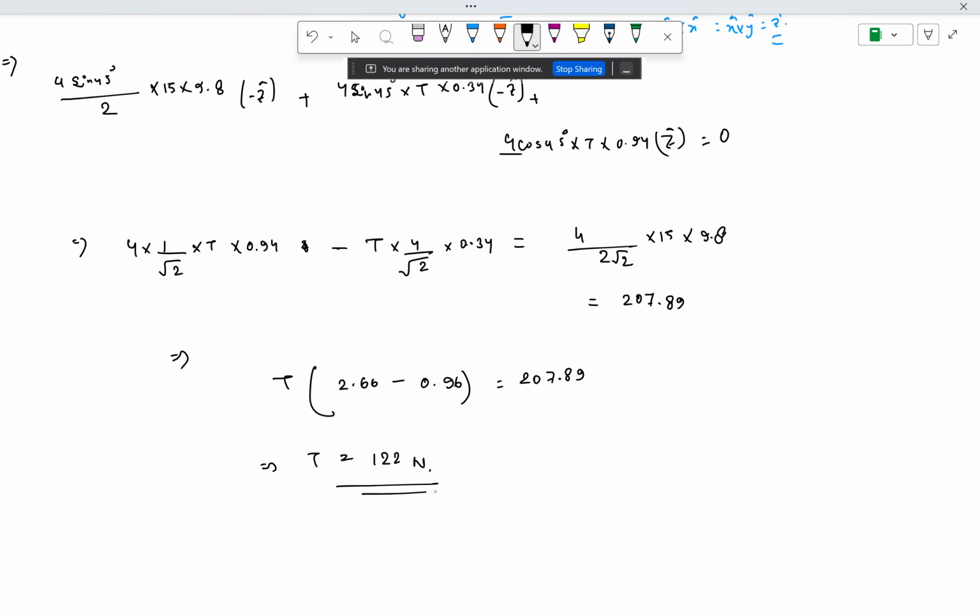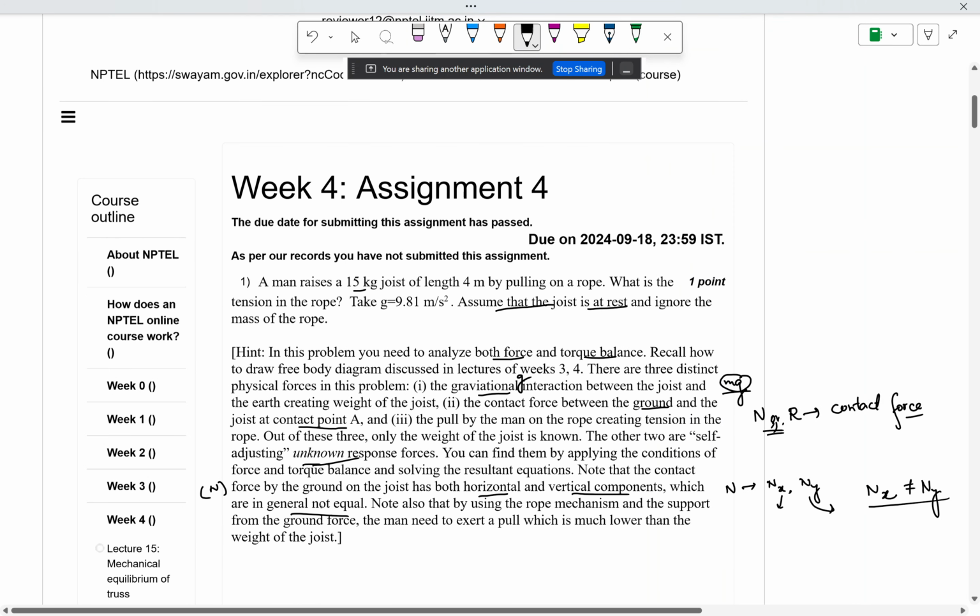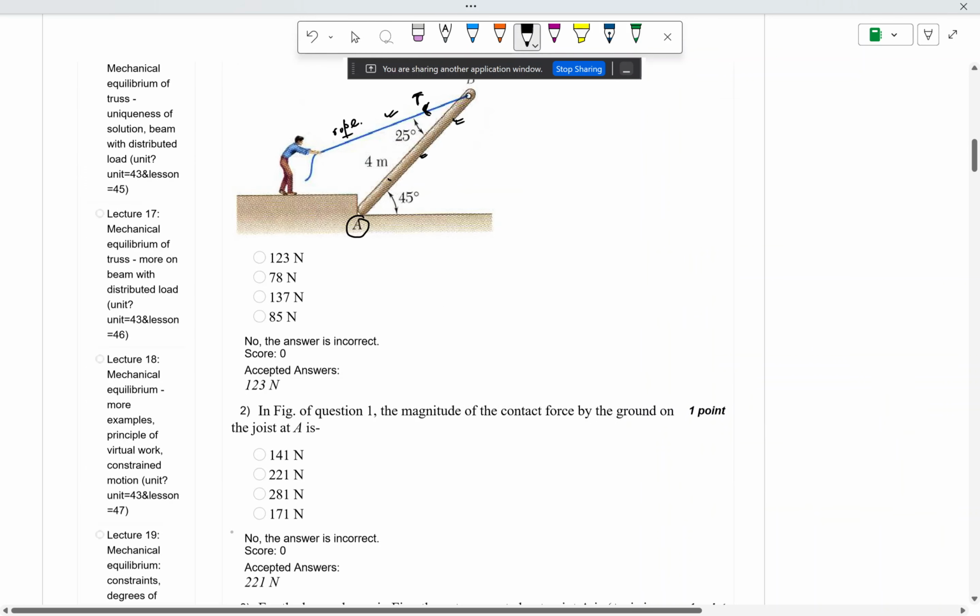I think this is what you are asked, what is the tension in the rope. So we get the answer. 122 point something Newton is the closest to 123 Newton. So this is your correct answer, right? So this is the correct answer also. We are getting it right.